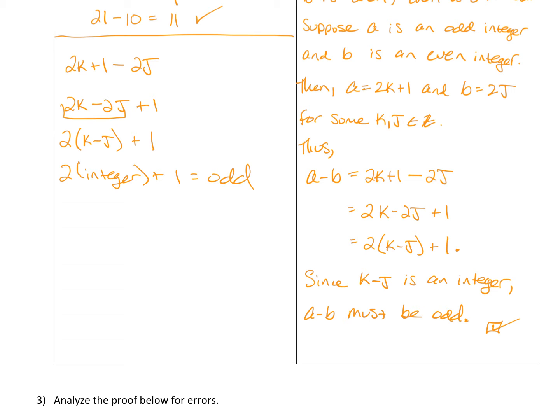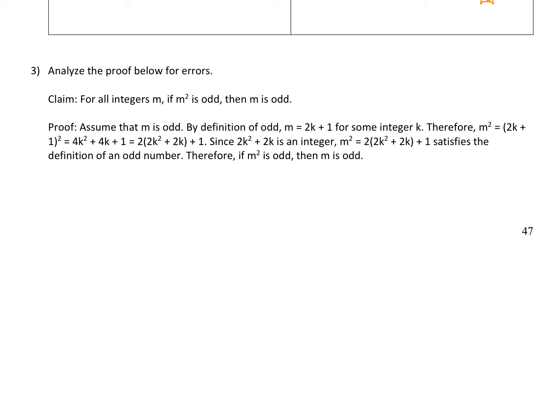And a lot of other details that you are holding in your head when you write this down, but when you write a proof for a reader, you must be explicit about. All right, I have a proof here that we're going to analyze for errors.